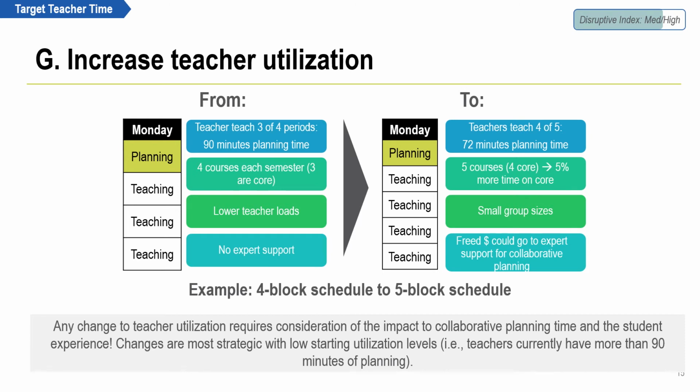Making this shift means there are fewer teachers required to implement the schedule, which could free resources to provide expert support to teachers' collaborative planning, as an example. Note that any change to teacher utilization will require consideration of the impact to collaborative planning time and the student experience. Changes are most strategic with low starting utilization levels, for example, cases where teachers currently have more than 90 minutes of planning.